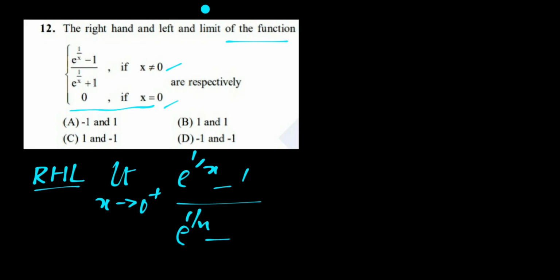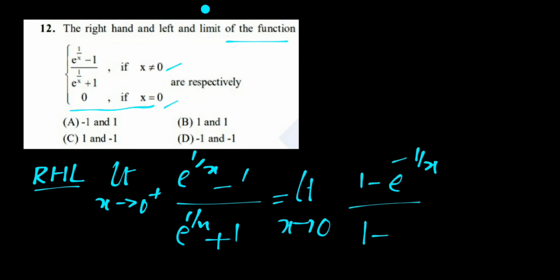If you substitute the value directly, you will get an indeterminate form. That's why, limit x tends to 0, take e power 1 by x common. So 1 minus e power minus 1 by x divided by 1 plus e power minus 1 by x. If you substitute 0, you will get e power minus infinity, which is nothing but 0, divided by 1 plus 0. So the total right hand limit we got is 1.